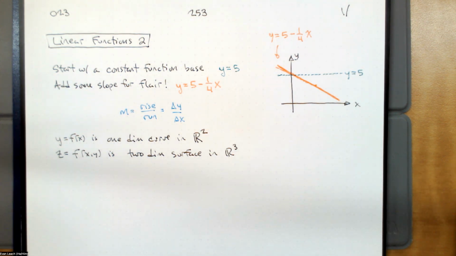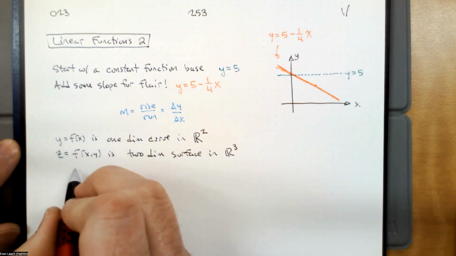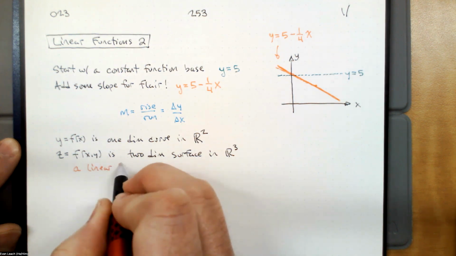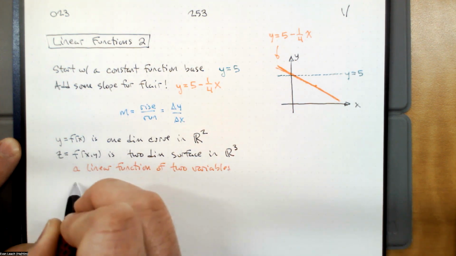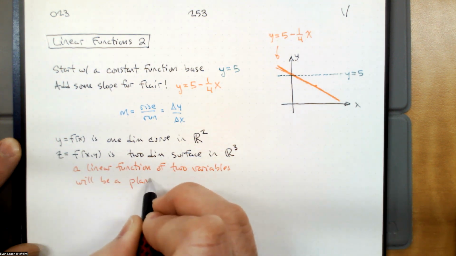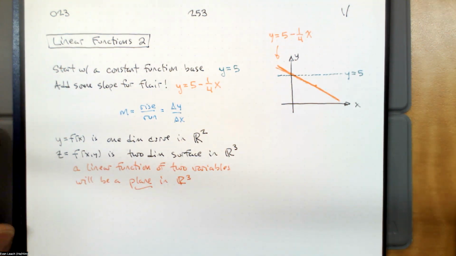A function of two variables will produce a two-dimensional surface in three-dimensional space. In particular, a linear function of two variables will produce a plane in R3. A plane is a specific type of surface. It's the easiest, most boring of surfaces. That's why it's our favorite. Just like a line is the easiest, most boring of curves. That's why they're our favorite. Linear functions make flat things.